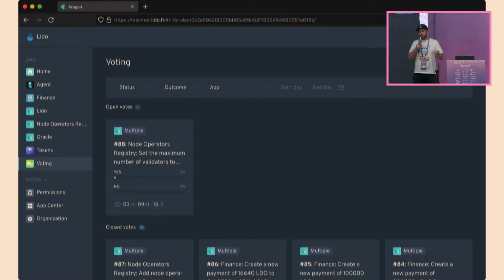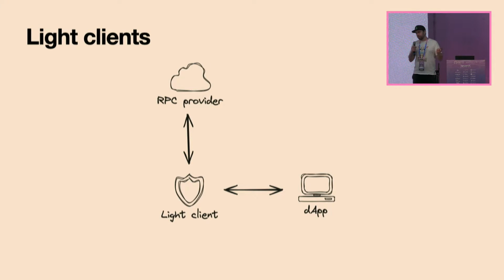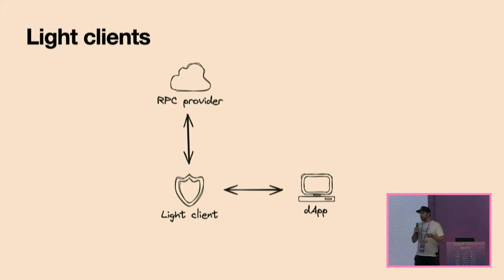And maybe one day you go to some voting platform that uses this RPC, and there's a vote for a very important protocol, a very important vote, and at that moment the provider decides to tamper with your data, and you could end up voting for something you don't understand or don't agree with. How can you protect yourself? Well, there is a solution.